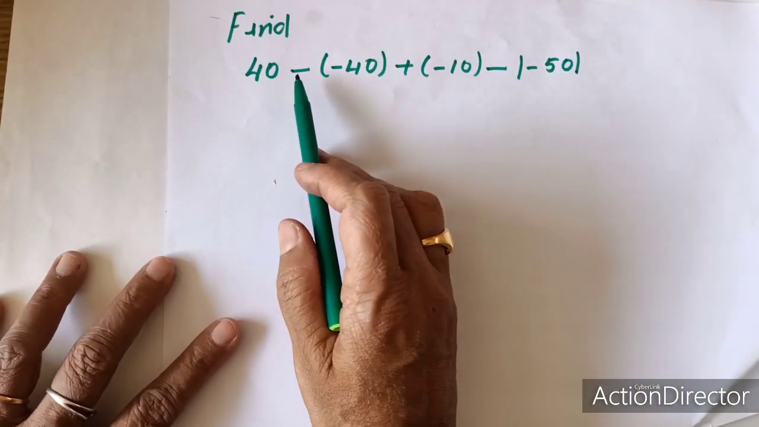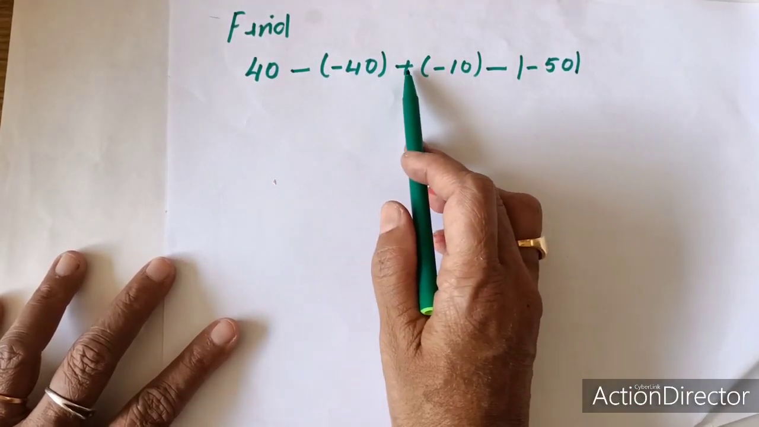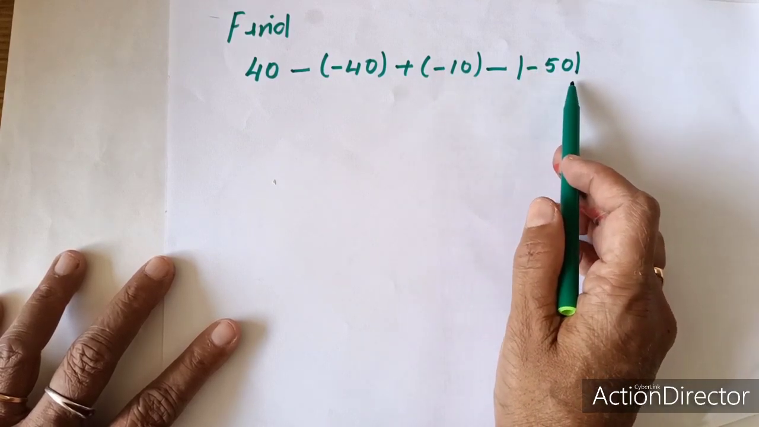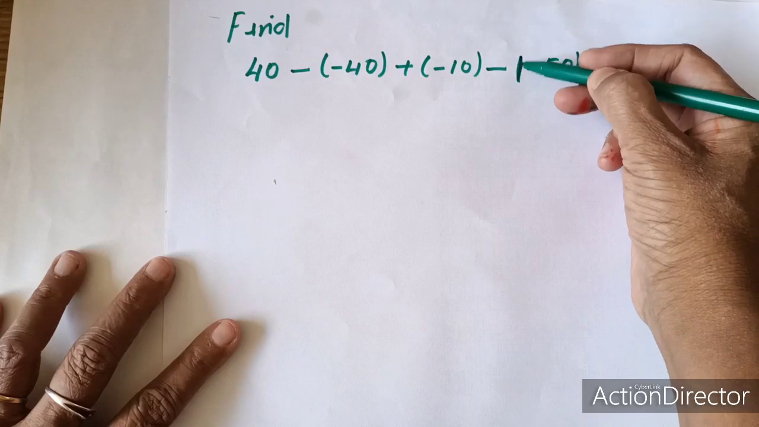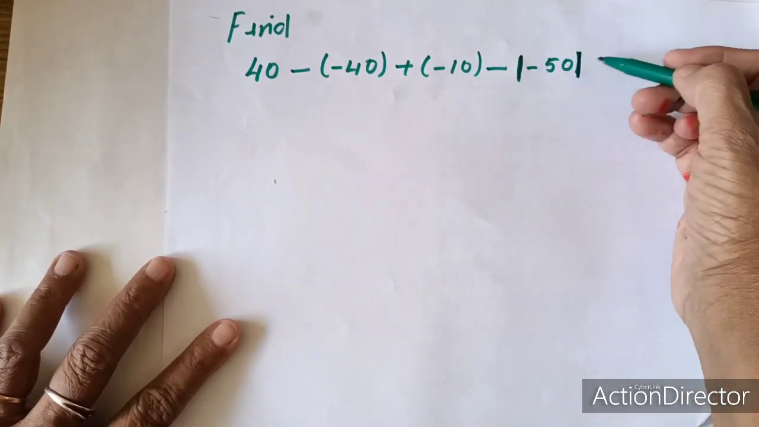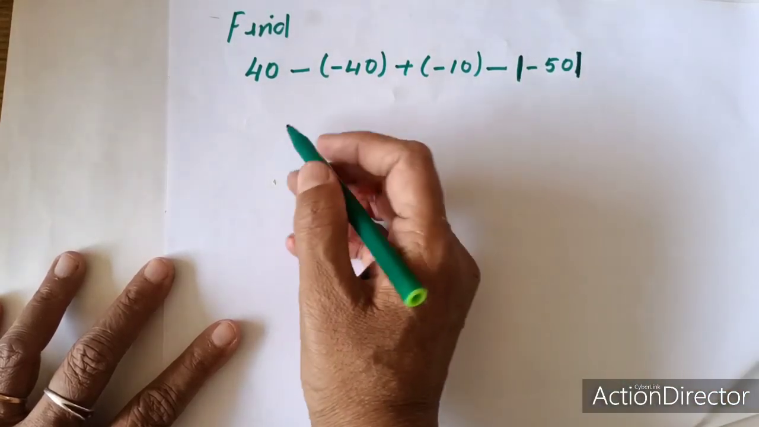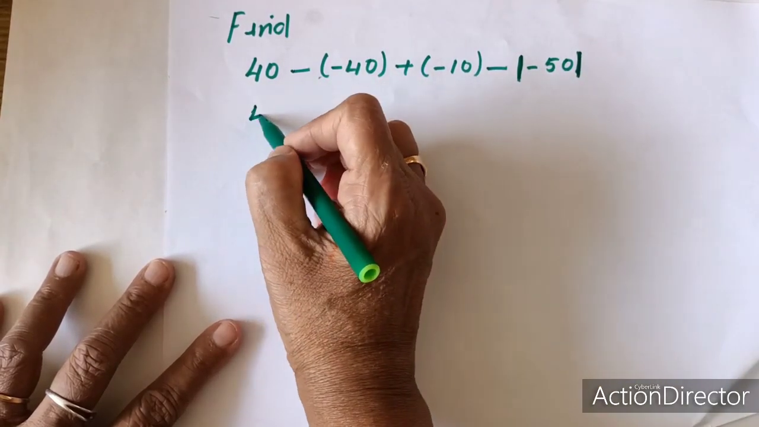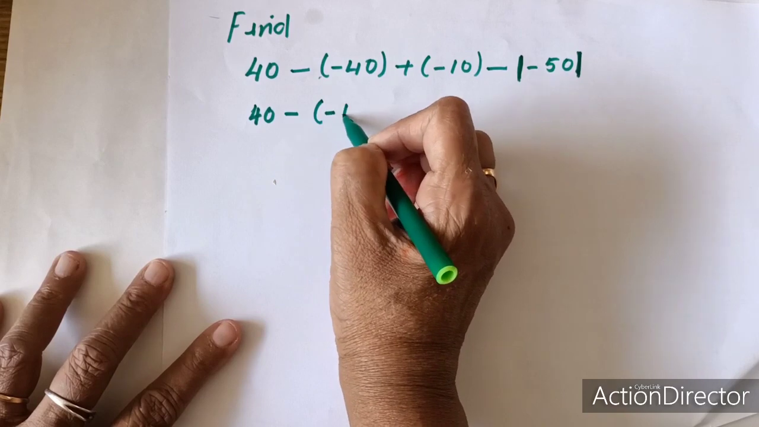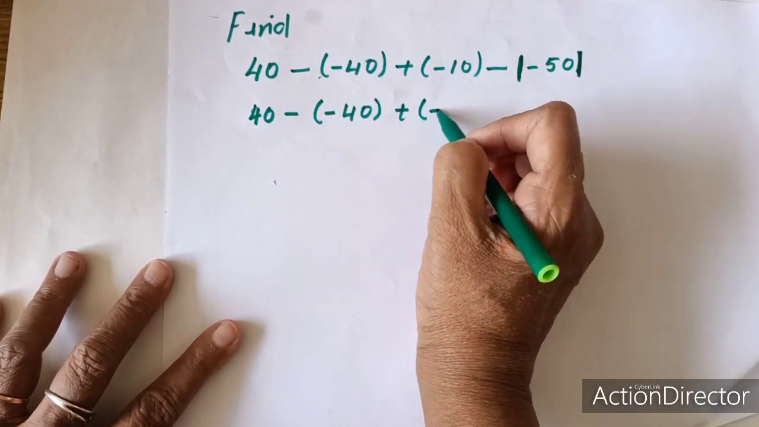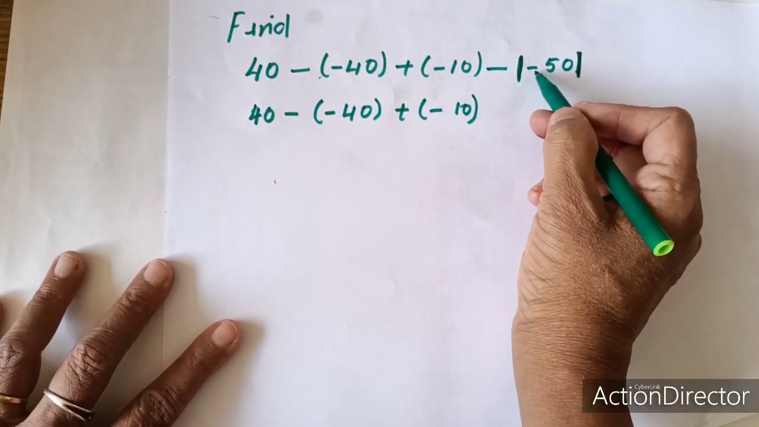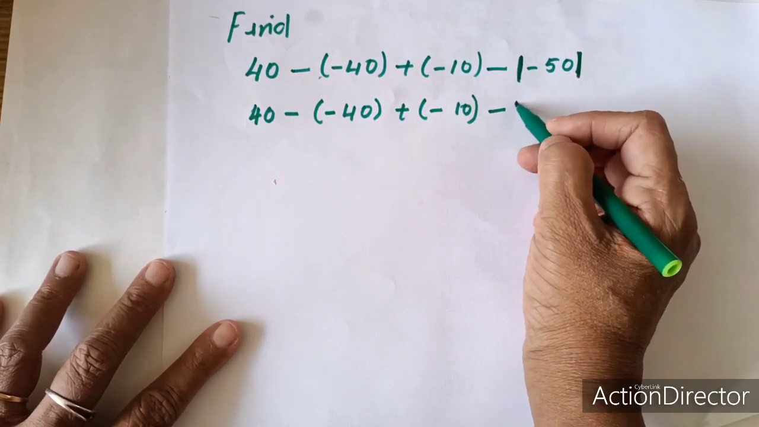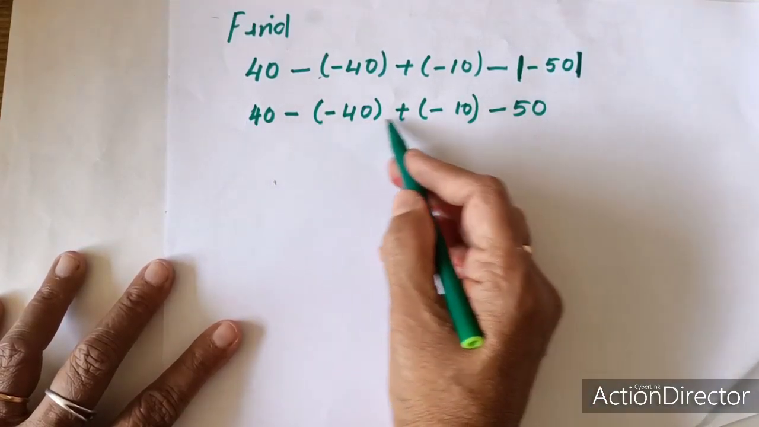40 minus of minus 40 plus minus 10 minus of absolute value of minus 50. This I already taught you. What do you mean by these two parallel lines? It is the absolute value. So let us proceed. First remove the bracket and the absolute values. So 40 minus of minus 40 plus minus 10. The absolute value of minus 50 is 50, so we can write minus 50. Now the next step is to open the bracket.